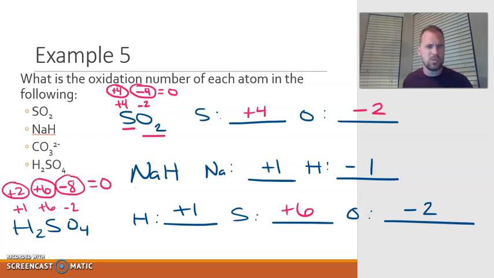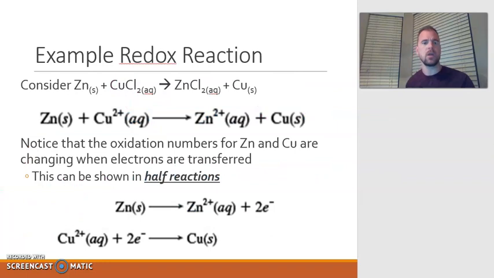Okay, so how do we use all this information? How is this going to help us with a redox reaction? Well, now that we understand how to assign oxidation numbers, let's take a look at actually what happens in a redox reaction. Let's consider the single replacement reaction that I have right here. When you have solid zinc and you drop it into copper 2 chloride solution, well, hopefully you'll be able to predict the products. That's a review of topic 9, but what's actually taking place?